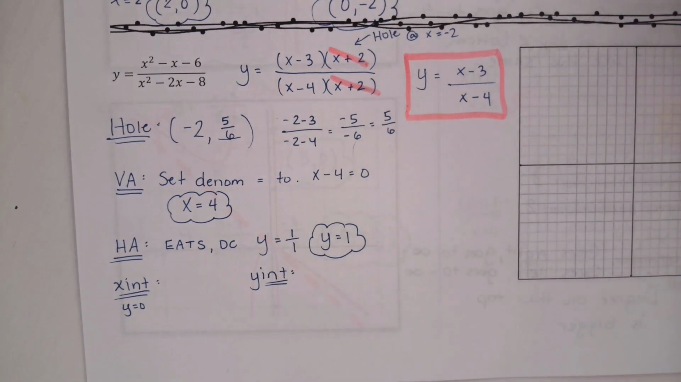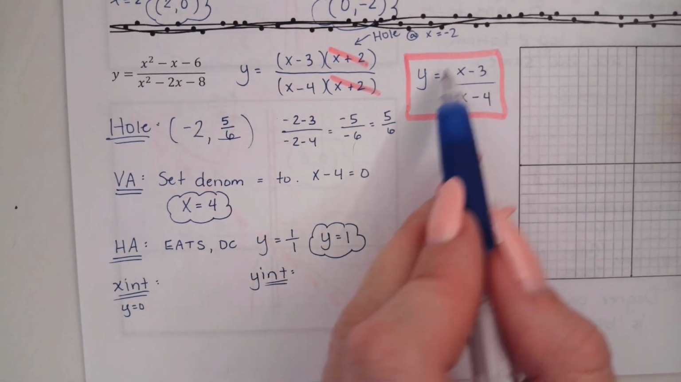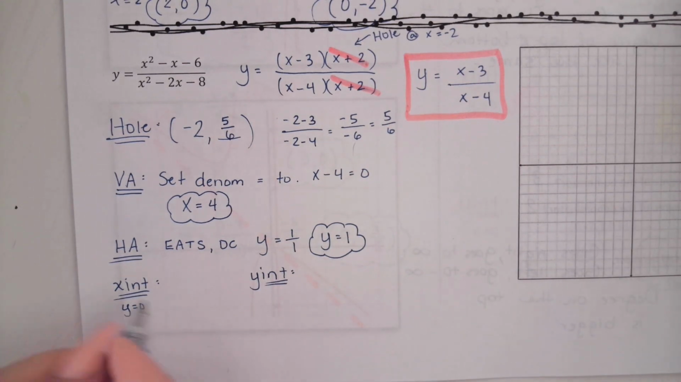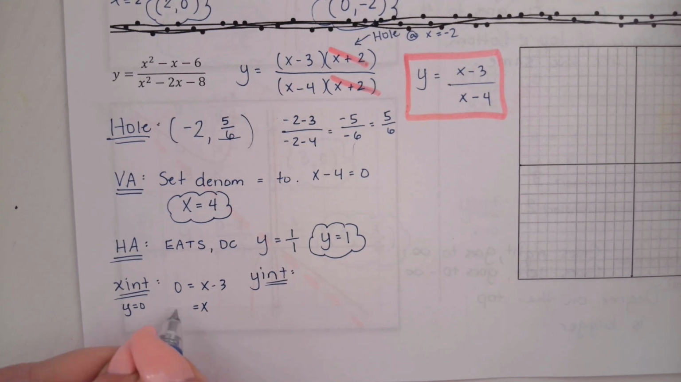Alright, x-intercept, that's when y is 0. You know your denominator is always going to cancel when you multiply it, so you can just set your numerator equal to that y that's 0. x minus 3, x equals 3. And then this is the one we want to write as a point. Very good. (3, 0).